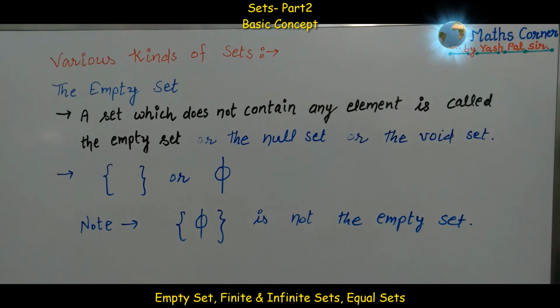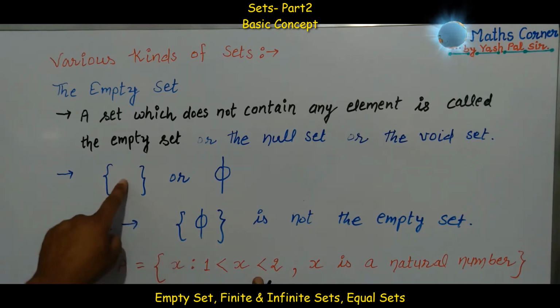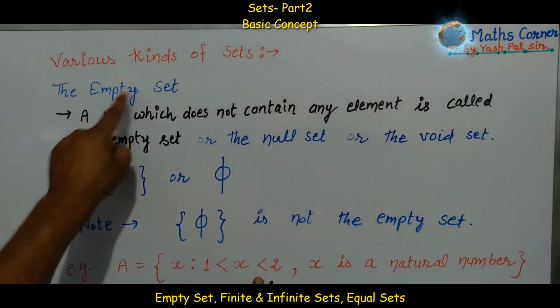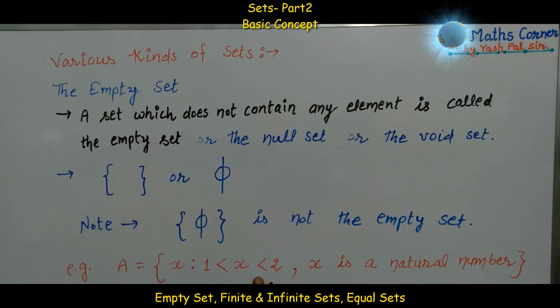For example, we have one example. Let A is equal to {x such that x is greater than 1 but less than 2 and x is a natural number}. Now, what are the elements of this set? There is no element, because there is no natural number which is greater than 1 but less than 2. So it is the empty set, that is, a curly bracket with no element inside. So this is an example of the empty set.